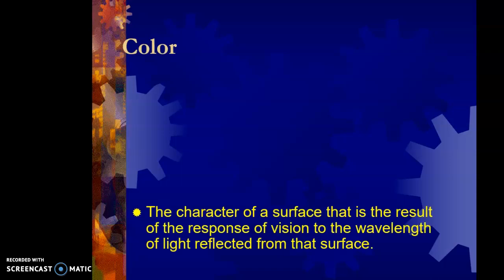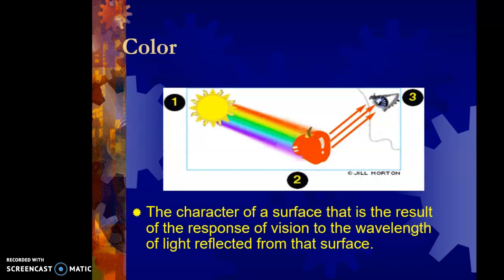Now color. I know you all know what color is, but here's the definition of it. It is the character of a surface that is the result of the response of vision to the wavelength of light reflected from that surface. I sound like Charlie Brown's teacher. I know, that whole wah-wah. This illustration is really actually a pretty good example.